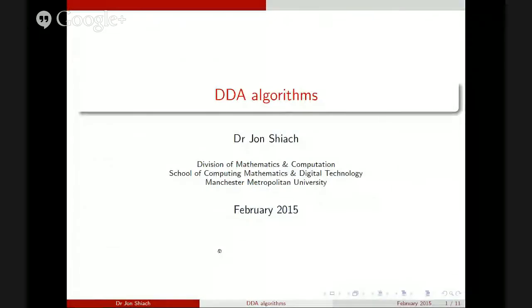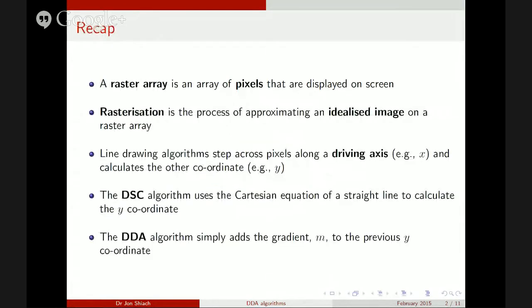Right, so yeah, as I mentioned, ignore this title. I meant to say Bresenham's algorithm. So we're going to carry on from page 56, I believe, in the notes.